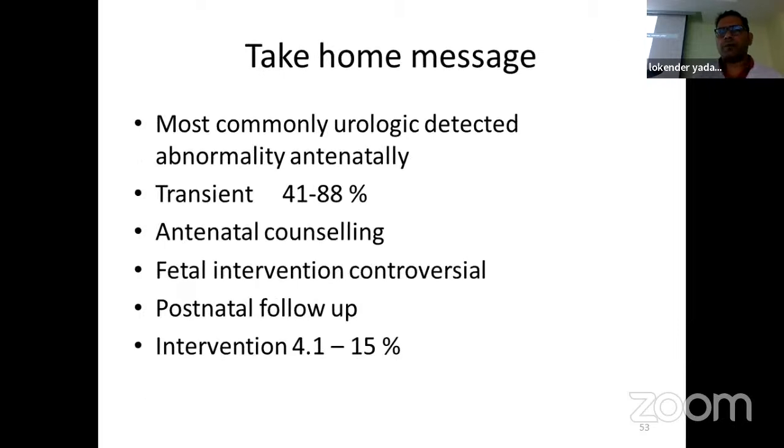Take-home message: the antenatal hydronephrosis is the most common urological abnormality detected antenatally. It's transient in about 41 to 88%. Antenatal counseling should be done for the hydronephrosis, and the fetal intervention role is controversial. The patient must have a regular postnatal follow-up. Interventions may be required in 4 to 15% of the patients.